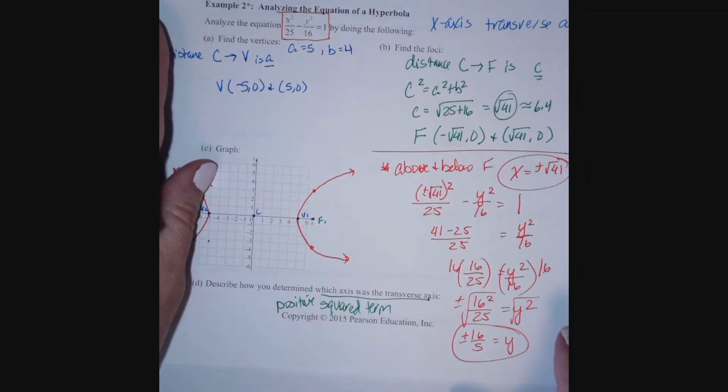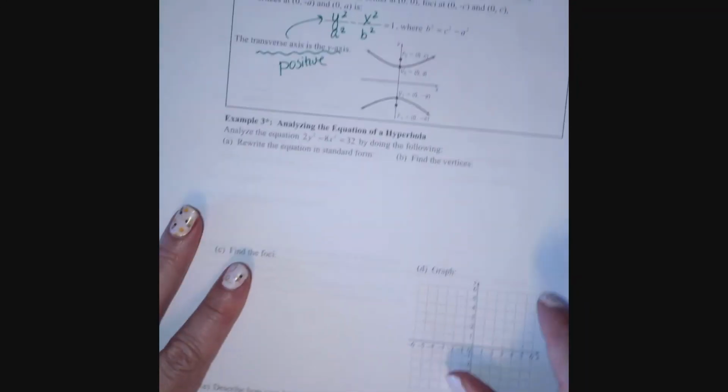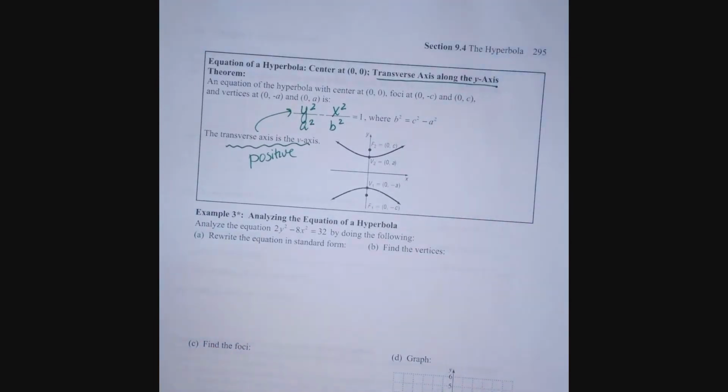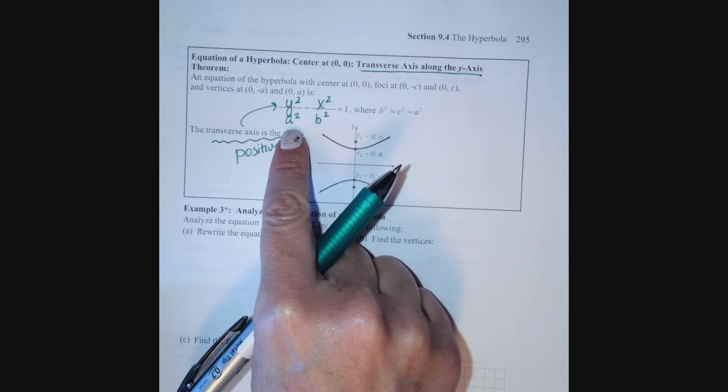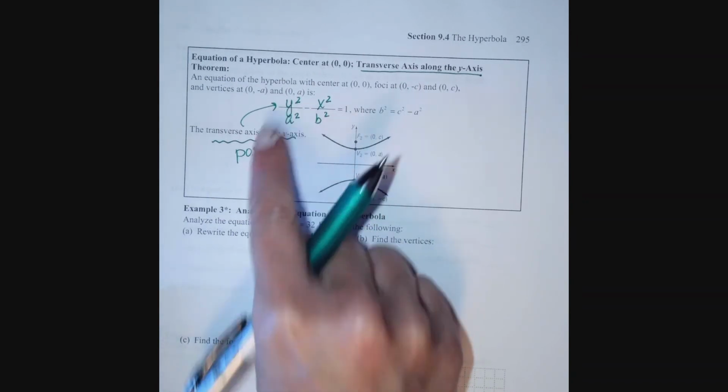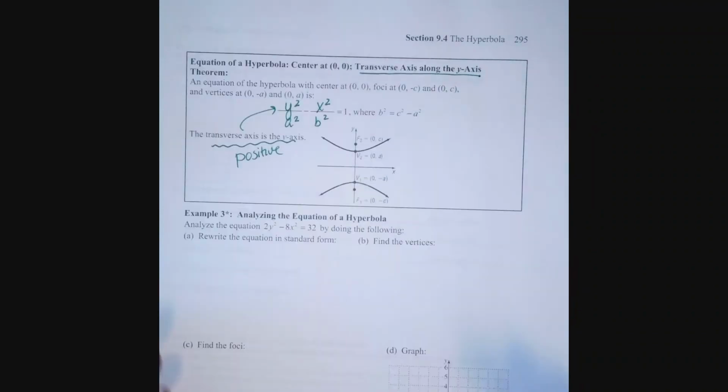Okay, so let's look at the next page. We already talked about how we know when we have the transverse axis along the y-axis and what our equation looks like. A squared is still in the first denominator of the positive term. Y squared is in the numerator because that is going to be our transverse axis. Okay, we're given an equation that we want to rewrite in standard form. Remember that for all of these, standard form is set equal to 1.